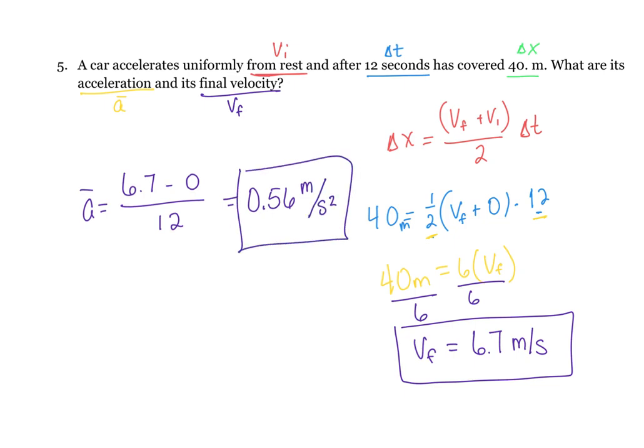Couple things to check because you're going to have a tendency to not pay attention to your positives and negatives. If I started from rest and I covered an amount of ground, my acceleration should be positive, right? If I started at something and slowed down, my acceleration should be negative. So think about the logic of your questions as you're going through them.